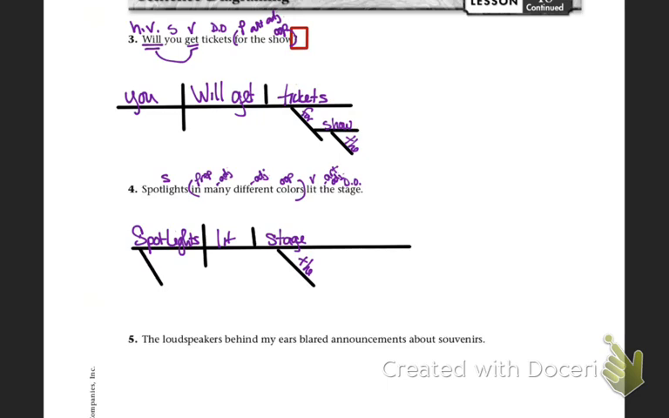Preposition line. Object of the preposition line. Article line. Or not article. Oh, and there's more than one, isn't there? Modifier lines. Oops. Sorry. So we have in is your preposition, colors, many, different.